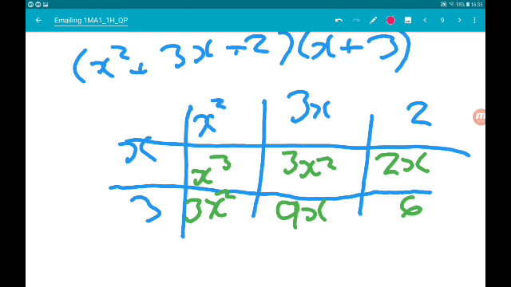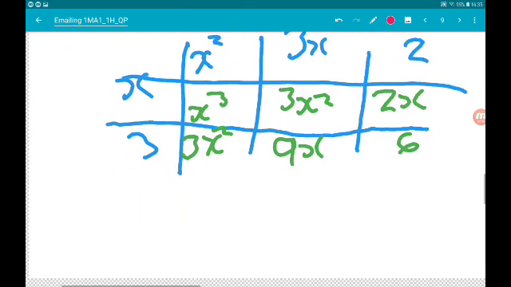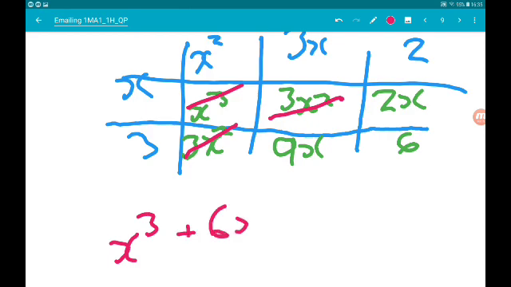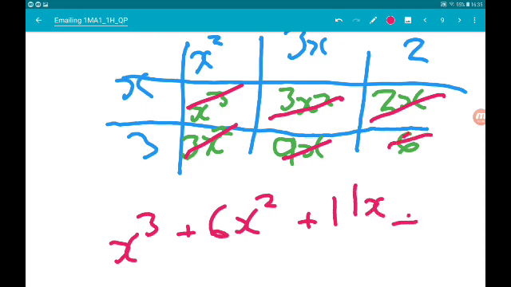So we now need to bring stuff out and simplify. So we've got 1x cubed. We've got 3x squared and 3x squared. That's 6x squared. We've got 9x and 2x, which is 11x. And then at the end, we've got plus 6. Cool.